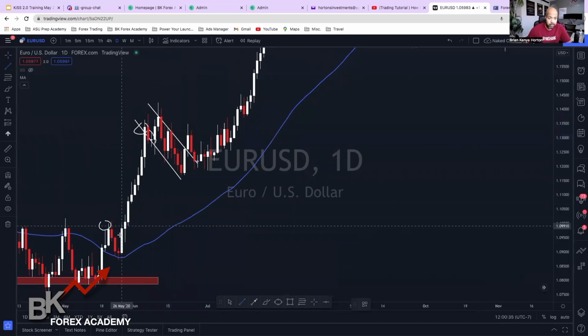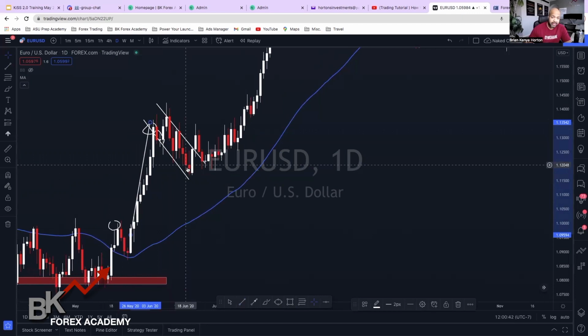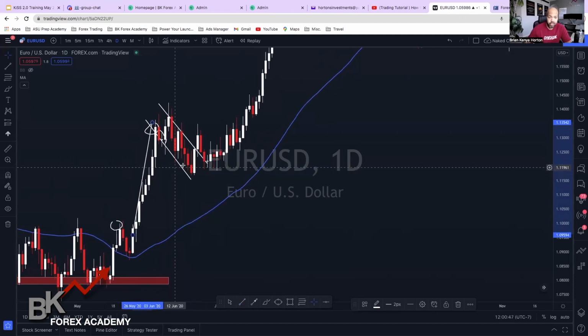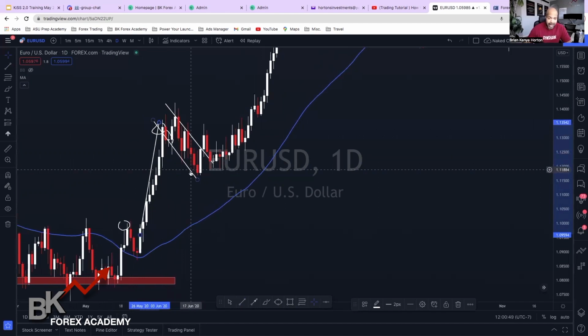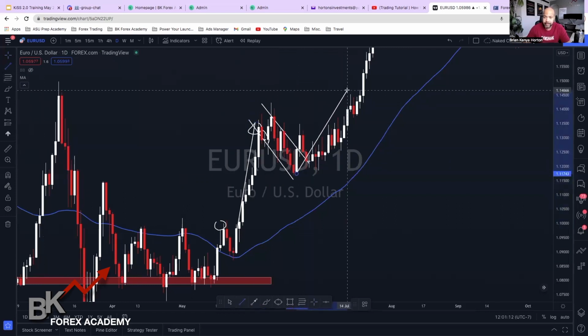Here's my pole. This one is a long pole, so I expect for price to pull back a bit, right? At least a third of the pole here, and I can use my Fibonacci retracement tool just to show you a bit, but here's our flag pattern here. So here's our flag. Once you find your entry, here's our continuation right here.